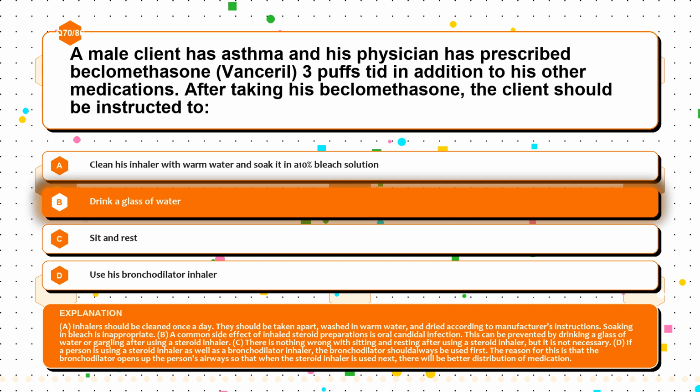If a person is using a steroid inhaler as well as a bronchodilator inhaler, the bronchodilator should always be used first. The reason for this is that the bronchodilator opens up the person's airways so that when the steroid inhaler is used next, there will be better distribution of medication.